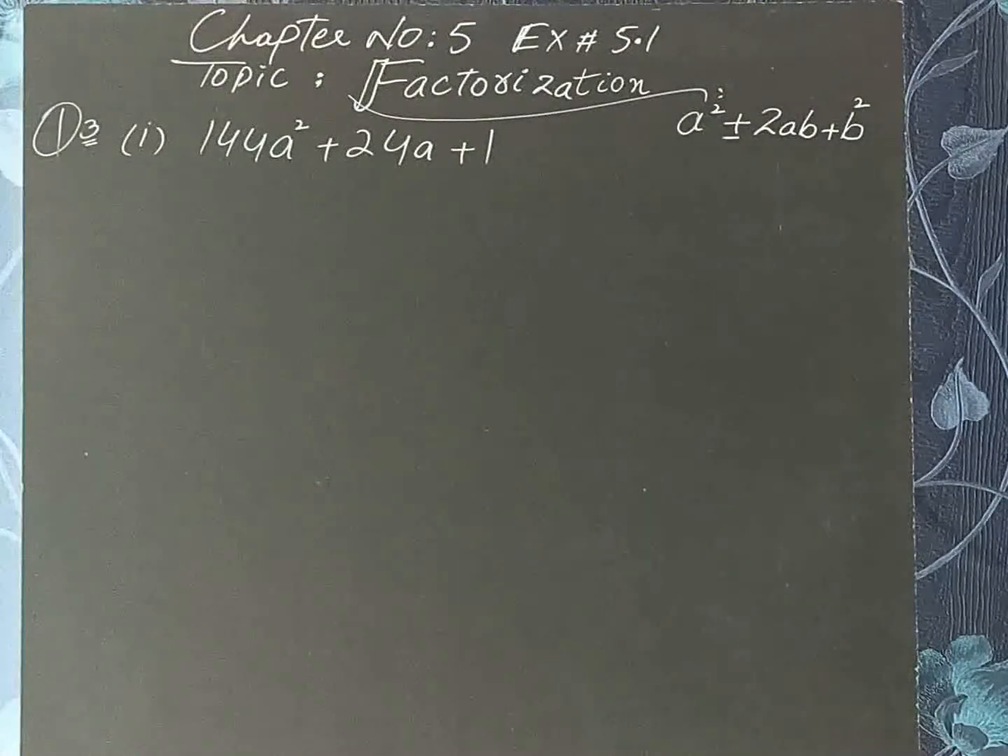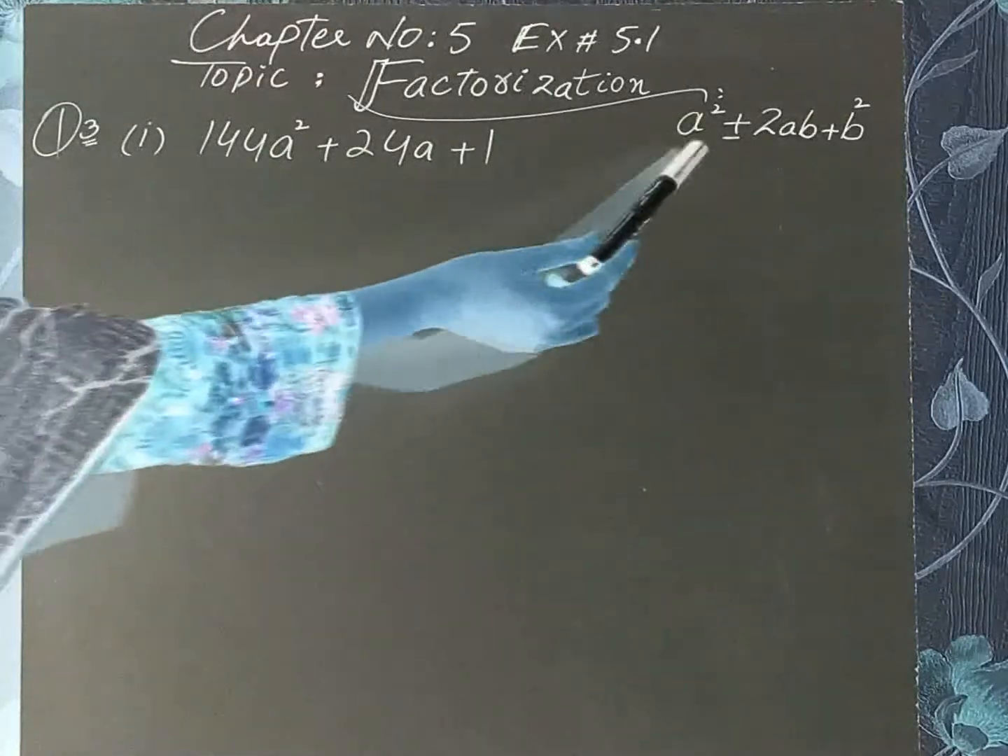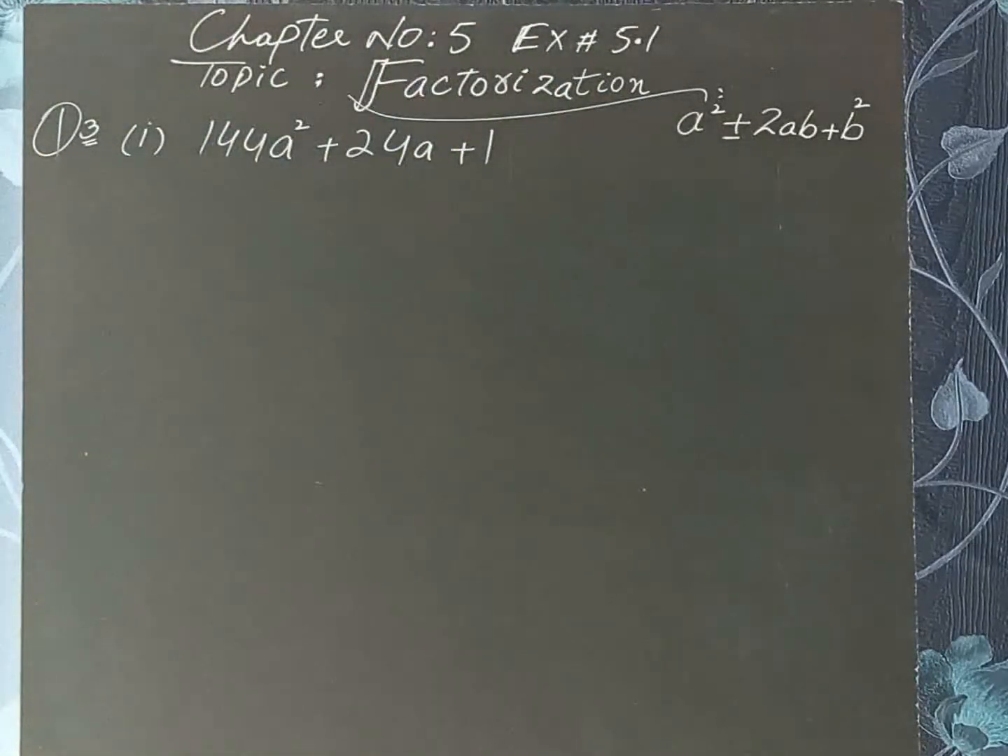Okay guys, let's start question number 3 of exercise 5.1. Here we will discuss the third type of factorization; the first two we have discussed before. Now we will talk about the third type of expression, which we will factorize in a different way. The formula that we will use is a squared plus-minus 2ab plus b squared, and this type of expression always has three terms.